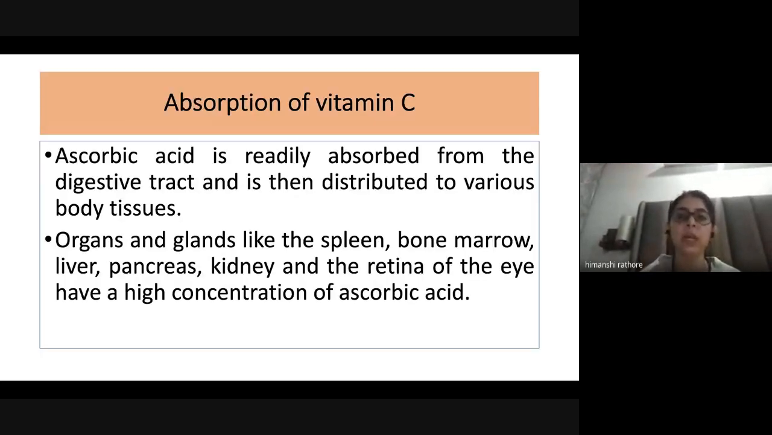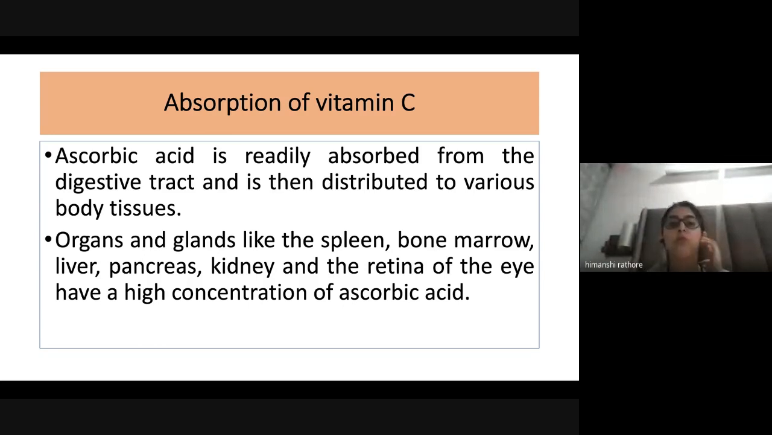Now we are here to talk about the absorption of vitamin C. Ascorbic acid is readily absorbed from the digestive tract. Because it is not a fat soluble vitamin, its absorption starts in the stomach only, where it is broken down and absorbed by the body tissue.